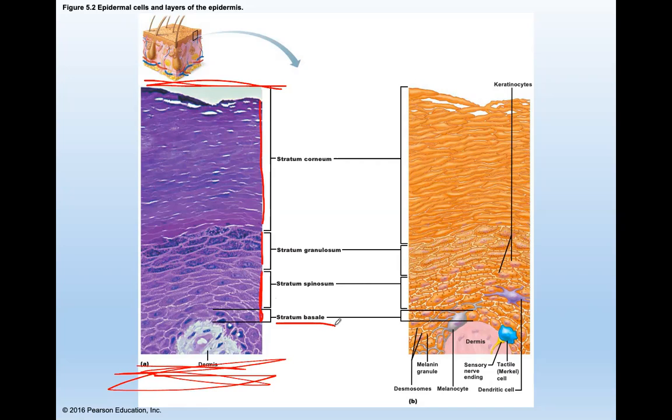Okay, cell production is correct, but the proper word would be cell division, correct? So remember, this is the layer that is going to make my new cells. And as the new cells come in, what are you going to do? Push the old cells up.